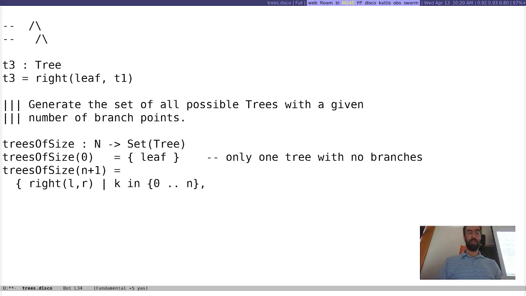And then I want to say my tree on the left is going to be one of those trees that has K branches. So we say trees of size K. And then the thing on the right is going to be one of the trees of size n minus K, because that's how many branches we'll have left over to put on the right side.